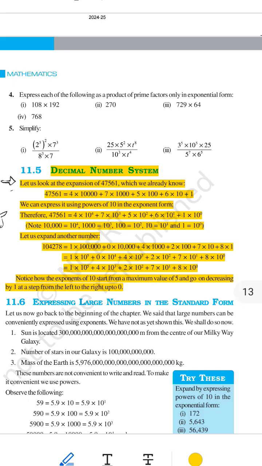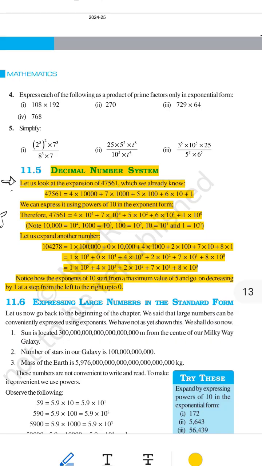100 equals 10 squared, 10 times 10. 1,000 equals 10 cubed, 10 times 10 times 10. 10,000 equals 10 to the fourth, 10 times 10 times 10 times 10. So 1 equals 10 to the zero, 10 equals 10 to the one, 100 equals 10 squared, 1,000 equals 10 cubed, 10,000 equals 10 to the fourth. Now go back to our example.